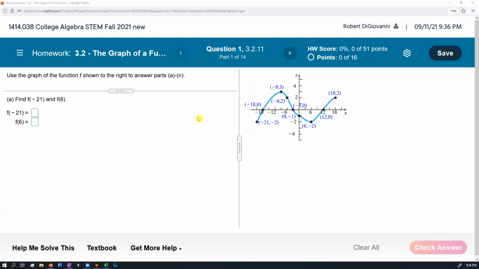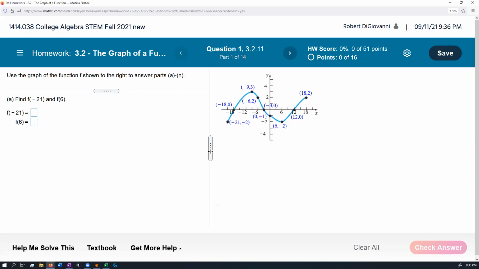Okay, working on 3.2, graph of a function, first problem. Use the graph of the function f shown to the right to answer parts A through M. First of all, it wants to know what f of negative 21 is. This means we're plugging in negative 21 for x. We want to know what y value comes out. You can just tell right here that when you plug in x as negative 21, you get negative 2.